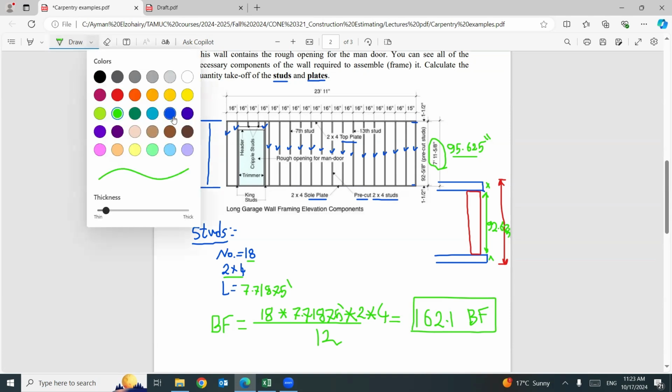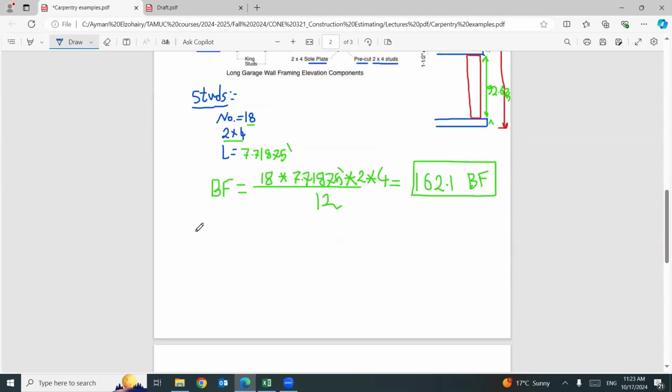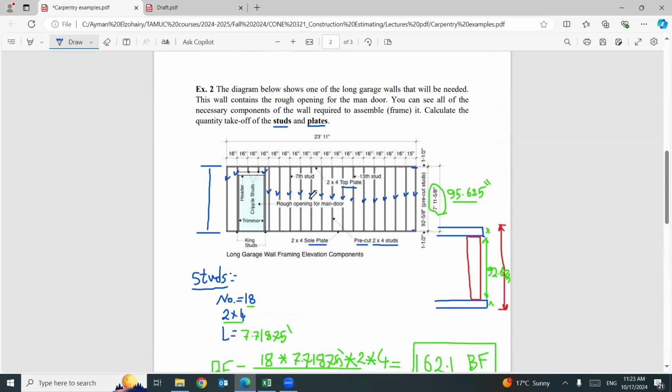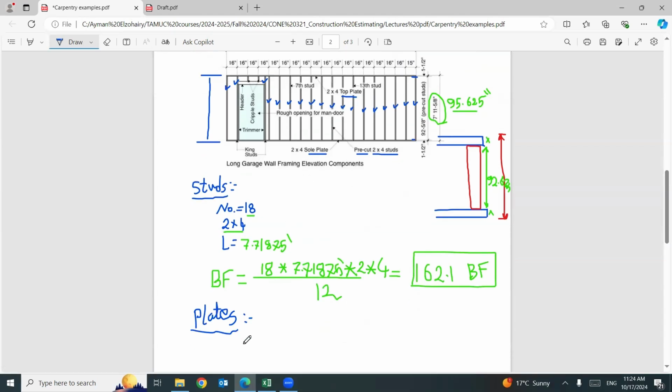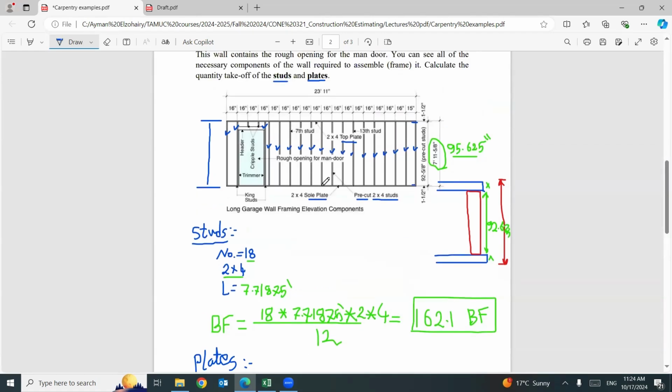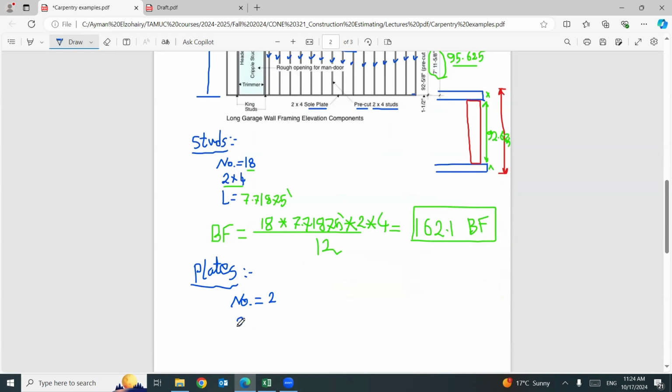Let's talk about the plates. We have top and bottom plates. Keep in your mind these calculations are for one wall only. So imagine we have 4 walls for the garage or for the whole building. We need to consider each separately. So for the plates, how many do you have? We have only 2, one at the top, one at the bottom. What is the cross section? We are going to use 2 by 4 also.